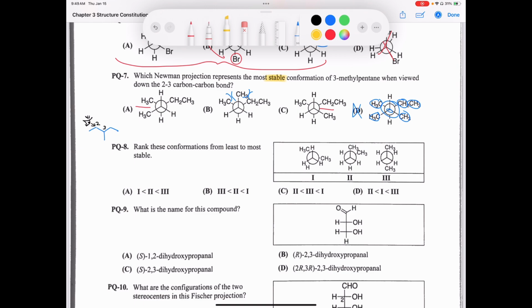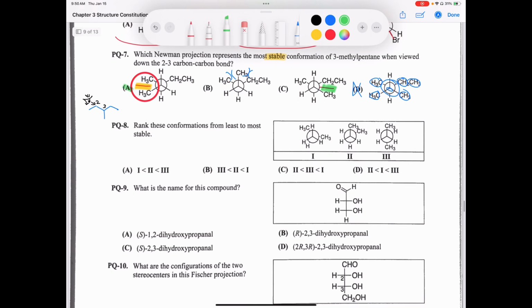Now, which one of these two gauche interactions is it going to be, this one that I'm highlighting in yellow or this one that I'm highlighting in green, that's going to be higher energy? Well, it's going to be C because we have a gauche interaction between a methyl and an ethyl group, whereas here we have a gauche interaction between two methyl groups. And so this one is going to be the most stable conformation. And so the answer is going to be A.